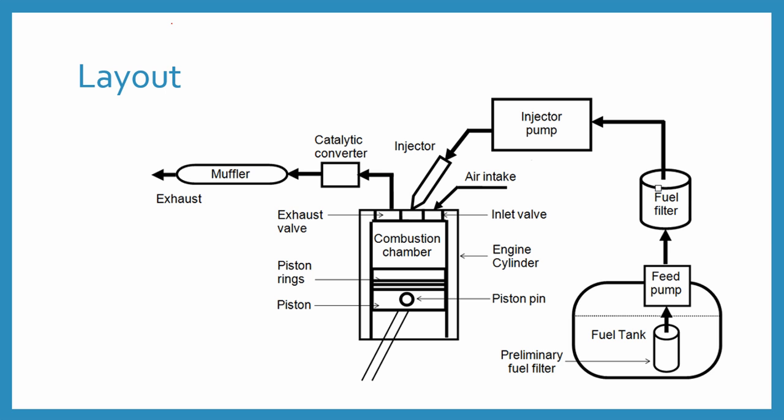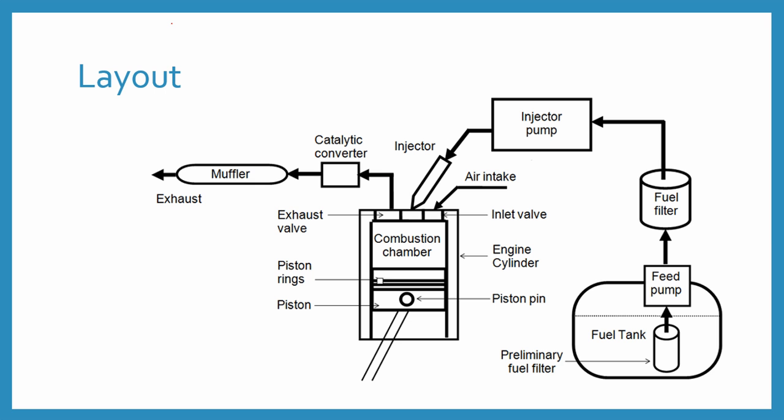Here this is a secondary filter. When the fuel comes to the secondary filter, it is filtered and then it comes to the injector pump, and through the injector pump it is injected into the combustion chamber through the injectors. This is the air intake way. This is the intake valve, this one is the exhaust valve, and this is the exhaust portion. Here is the combustion chamber, this is the piston, and the connecting rod is shown here.